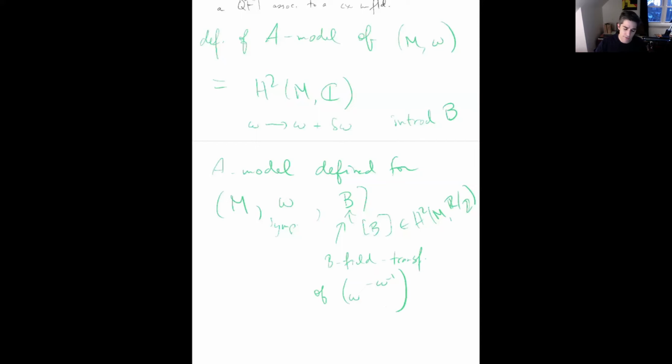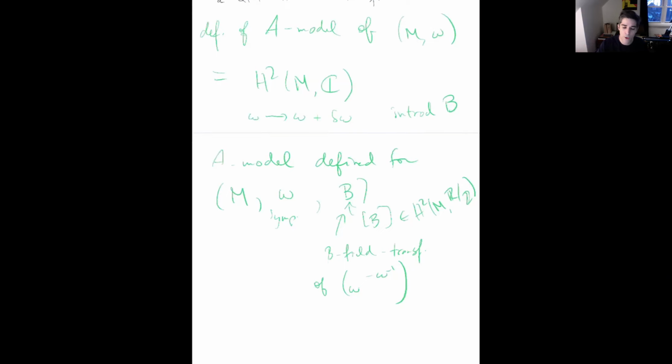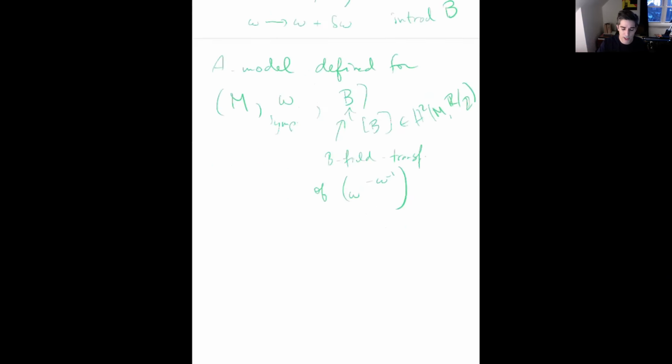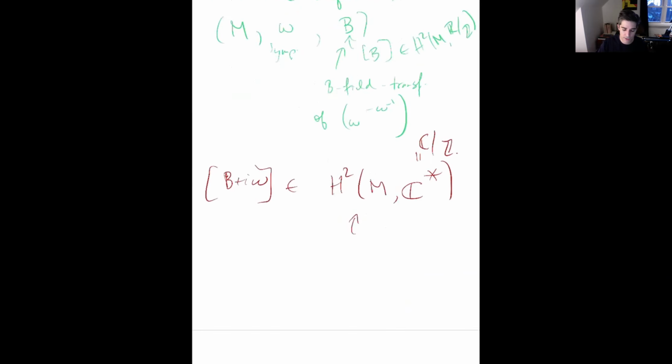And for various reasons, when the B field has integral periods, we should consider it to be a trivial type of automorphism and mod out by it. So yeah, at the same time, oh, and I can combine these two actually. So you could combine B plus I omega having a class in H2(M, C star), because C star is like C modulo Z. And this is the moduli. Well, it's the tangent space.